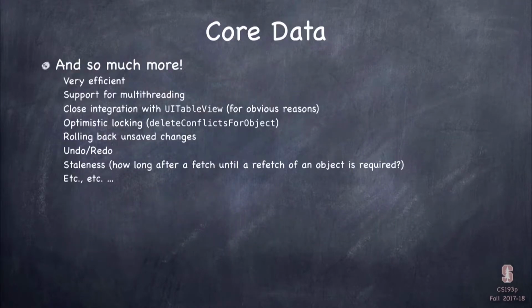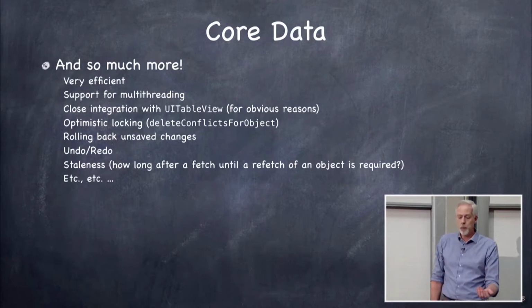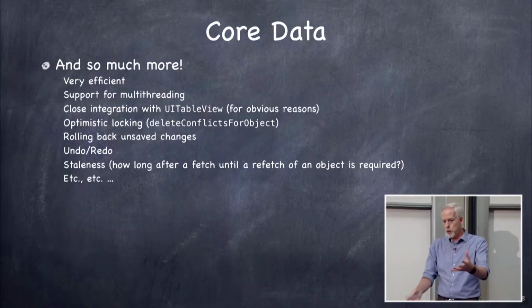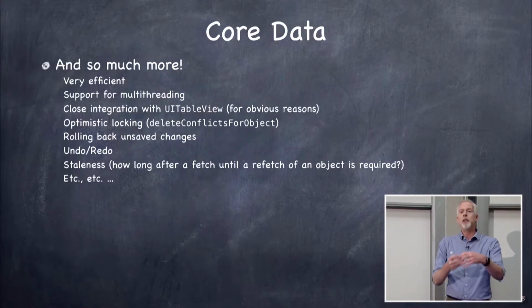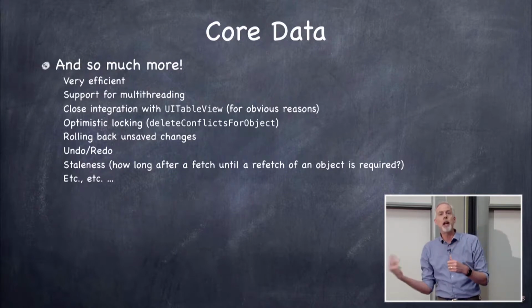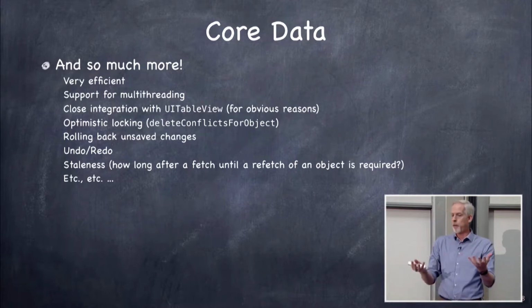And Core Data can do so much more. It has great support for multi-threading. It has a very close integration with UITableView. As you can imagine, you often might want the information from the database to appear in a table. You can even set it up so a table is always showing the result of a fetch request, even if the database changes from underneath. It just automatically updates the table. And you don't have to do anything in your code. Just say what fetch request you want associated with the table.